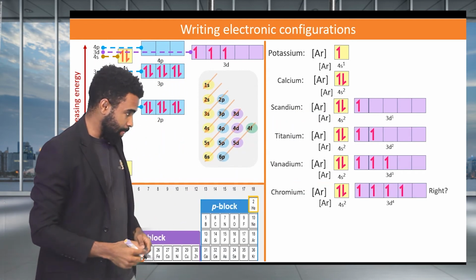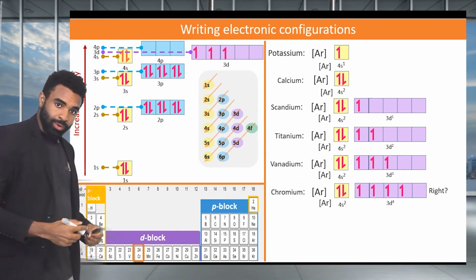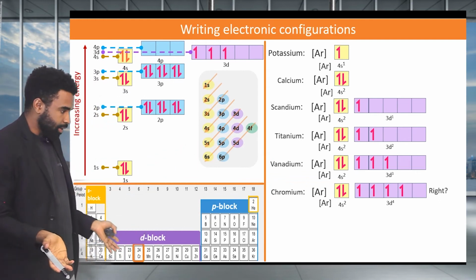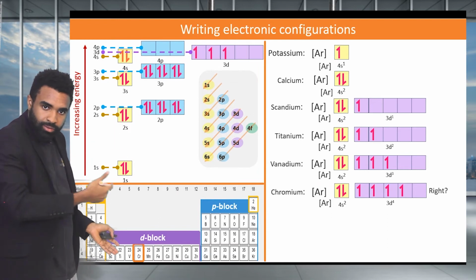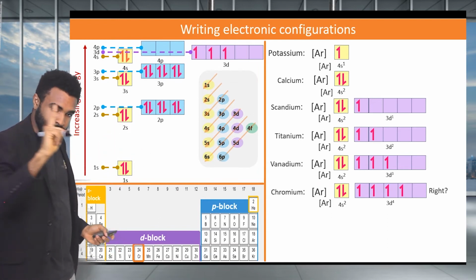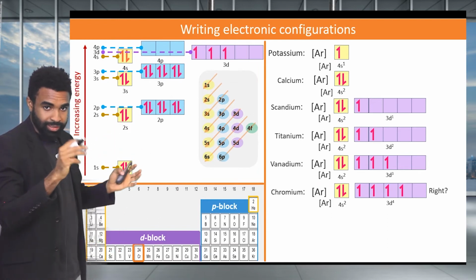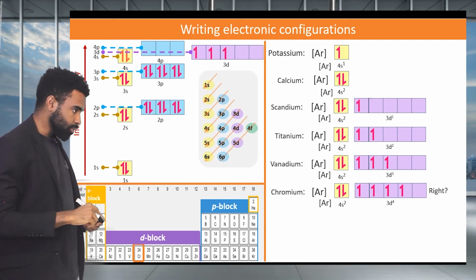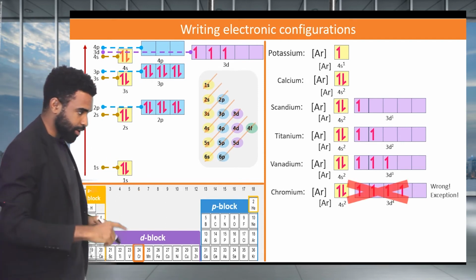Vanadium, 3d3. Chromium we'd expect to be what? 3d4, right? Why not? As we're just filling it in, following the Aufbau principle. But no, this is an exception to what seems like an Aufbau principle. What is the exception here? The exception is the following.